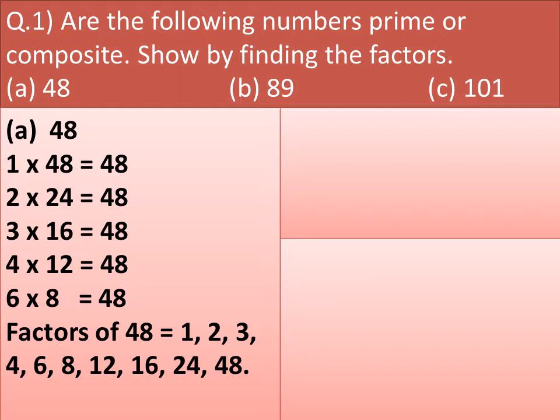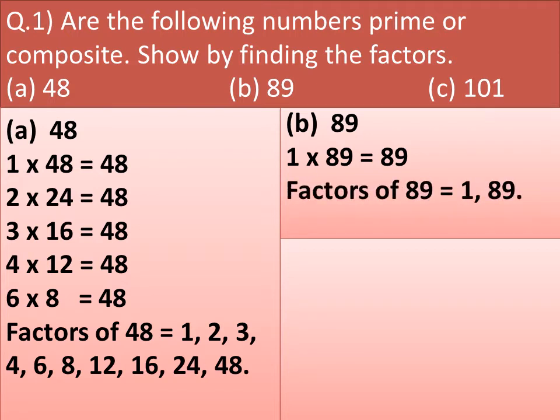Let's take the next question. Question B. Find the factors of 89. Think of all the possible combinations of 89. Everyone knows when listing factors, always start with 1 and the number itself. So first we write the number as a product of two numbers. 89 can be written as 1 multiplied by 89 is equal to 89. But 89 is a prime number. So it is not divisible by any number other than 1 and the number itself. So the factors of 89 are 1 and 89.